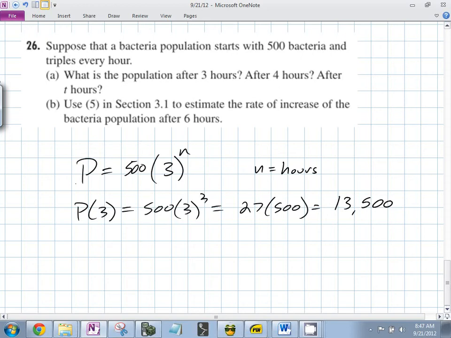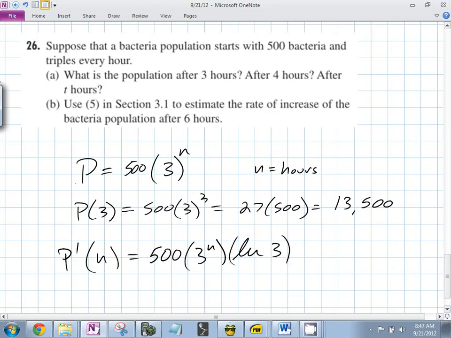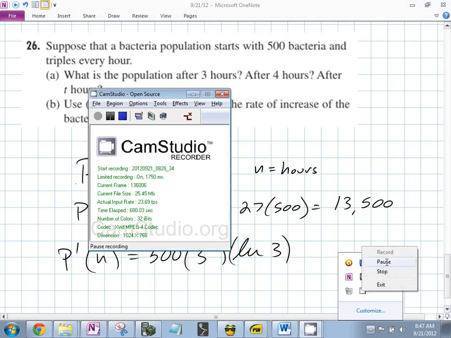Use 5 in section 3.1 to estimate the rate of increase of the bacteria population after 6 hours. You can actually do this now because I told you how to find the derivative of this. You need to find P prime. So it's 500. No, it's not 500n. 500 times 3 to the n times what? Natural log of 3. Remember that? I told you this already. I bumped this ahead. The derivative of a to the x is ln a times a to the x. What's the derivative of e to the x? E to the x. Exactly, natural log of e.